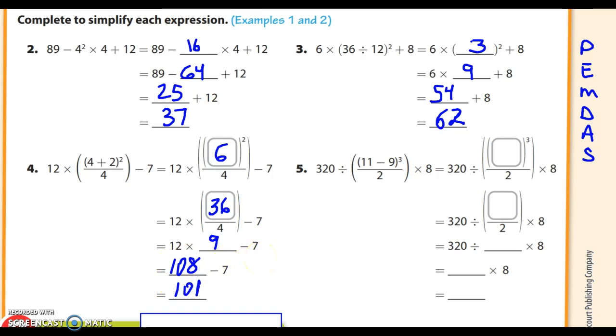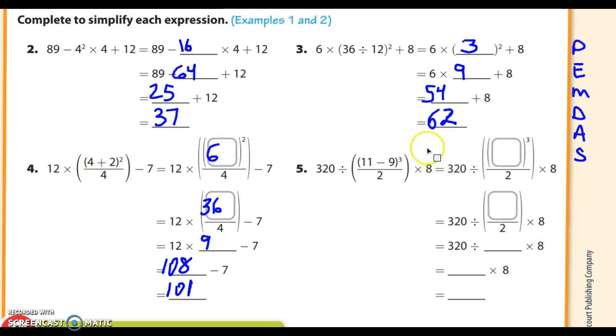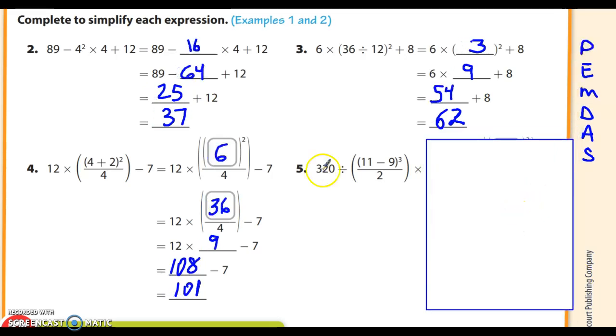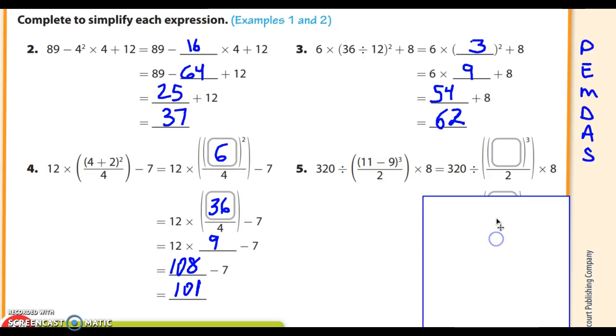Last one. We've got 320. Let me use my whiteboard. I think it might be helpful. We've got 320 divided by, we've got parentheses, and then again we've got another set of parentheses. We've got 11 minus 9. That's going to go first, because that's inside parentheses.